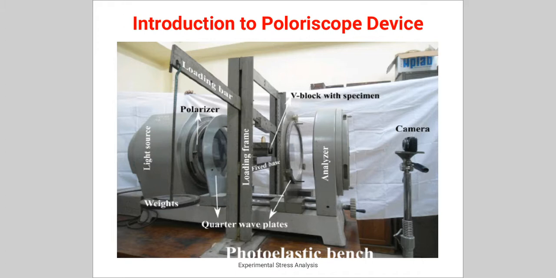In the central portion of the model, there is one loading frame or loading bar, in which we can apply the load on the photoelastic model. That load may be tensile, compressive, or bending. As per the requirement of the photoelastic model, we apply the load by using this particular loading frame. After that loading frame, the quarter wave plate 2 is provided, and after that the analyzer is provided.